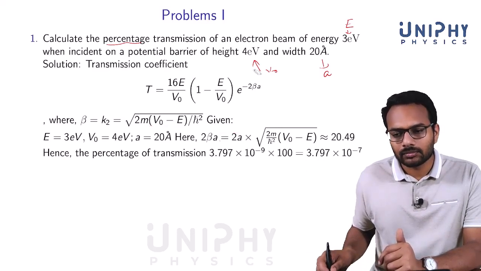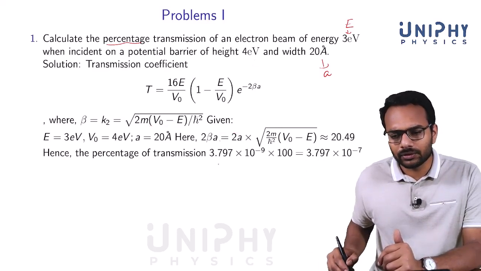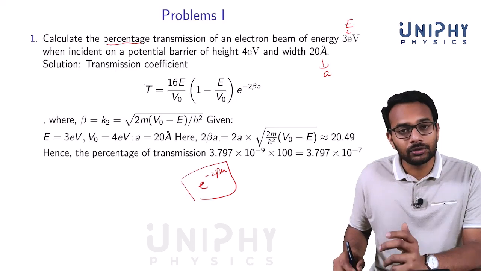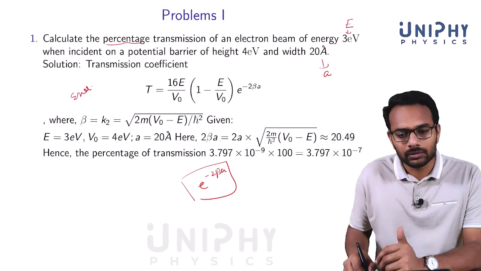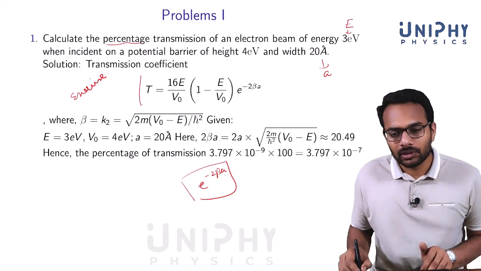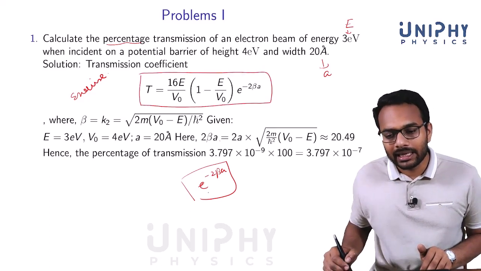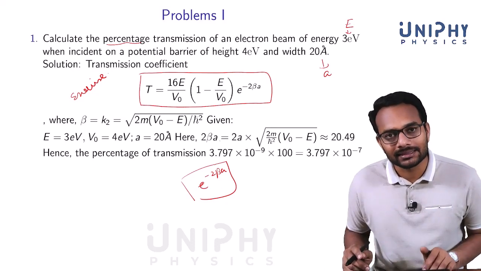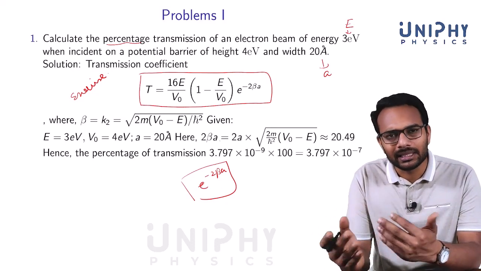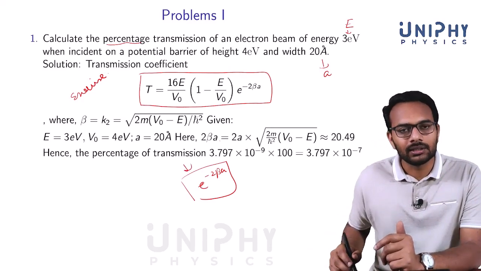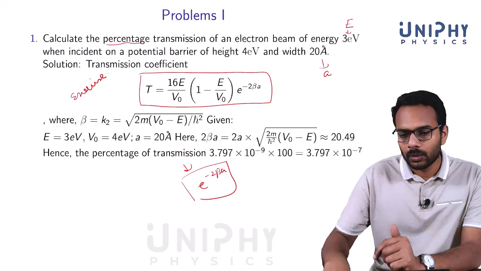Now, sometimes it will suffice for you to calculate just e raised to minus 2 beta A. So try with both these formulas. I want you to try this, an exercise for you. We won't spend much time on this. Try using this formula and simply e raised to minus 2 beta A, and see how much of the difference there is. If there is no difference by an order of magnitude or so, you can use this simple formula.